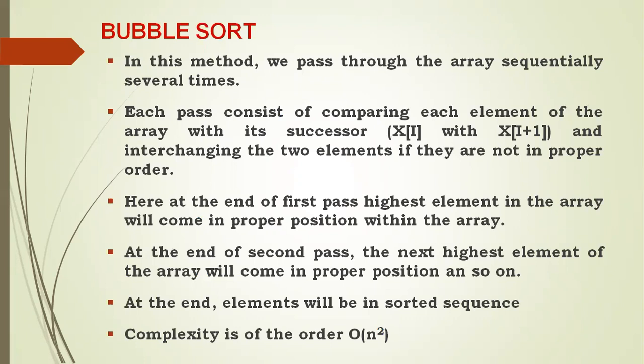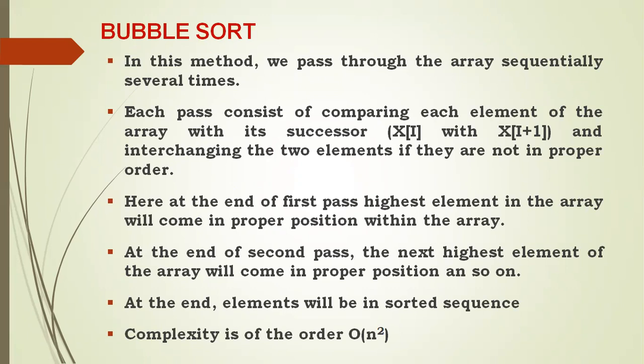Then again from the beginning, A1 with A2, A2 with A3, A3 with A4, A4 with A5, A5 with A6, A6 with A7. Then the next highest element will go to the 7th place. So like that. Then the next pass, A1 with A2, A2 with A3, A3 with A4, A4 with A5, A5 with A6. That's all. So in that case, the next element will go to the 6th place. Then the next step, A1 with A2, A2 with A3, A3 with A4, A4 with A5. Then what happens? The next element will go to the 5th place.